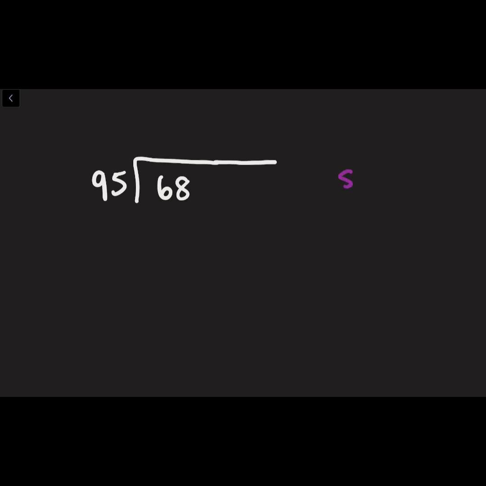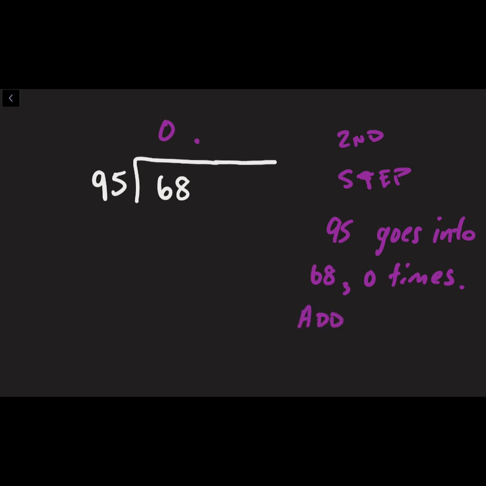Now the second step: 95 goes into 68 zero times. So we put our zero right here, and we're going to add a decimal. Add the decimal, and we're going to add a zero as well. So we're adding a zero right here. That's our second step. Now we're going to move to our third step of the day.